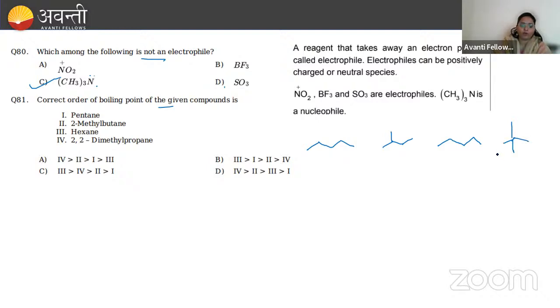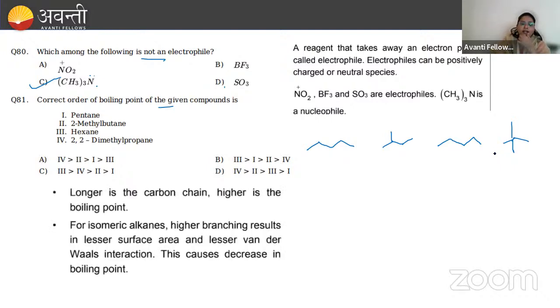So we have talked about the boiling point. What is the criterion for boiling point? When we talk about the boiling point, the longer the carbon chain, the higher its boiling point. For isomeric alkanes, higher branching results in lesser surface area and lesser van der Waals interaction, and this causes a decrease in boiling point. That's why here our answer is, not C, actually its answer is B.